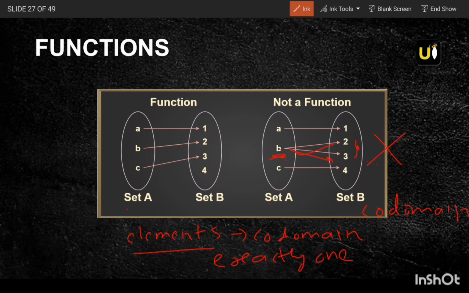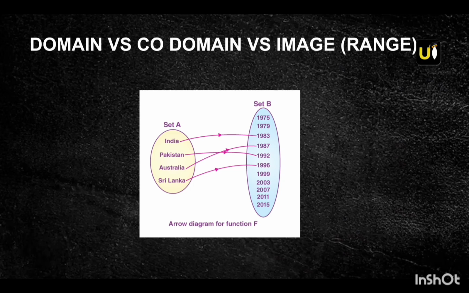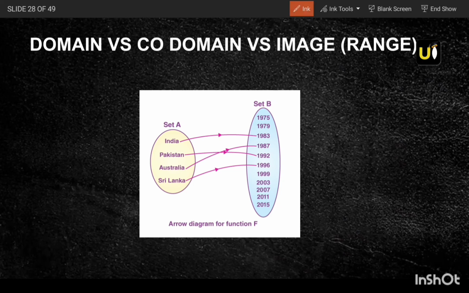Okay, so now let's discuss the difference between domain, codomain and range. So the domain of a function is defined as the set of all possible inputs.